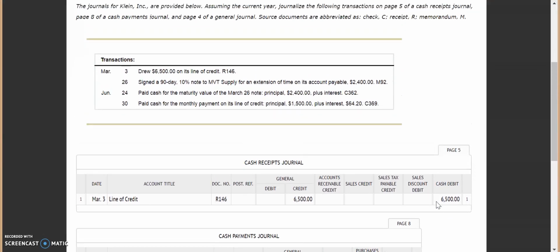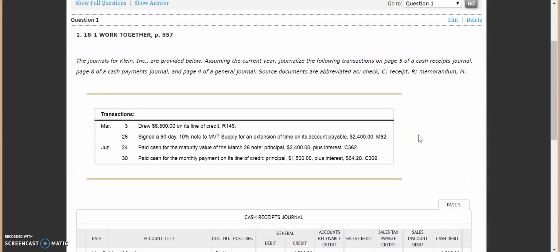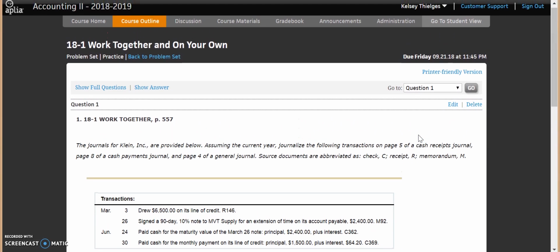If you have any questions when you're going through it, again, your PowerPoint is a great resource. You may also need to use your book, but feel free to move on to the 18.1 on your own.